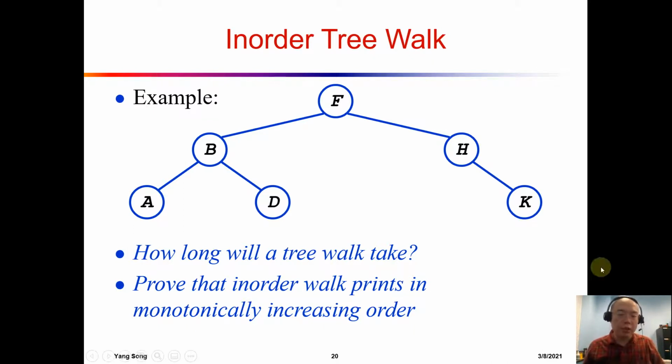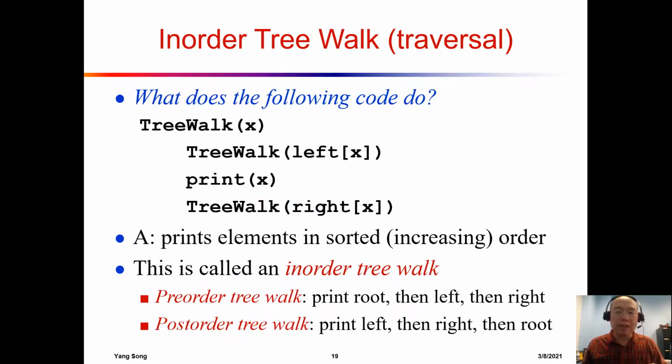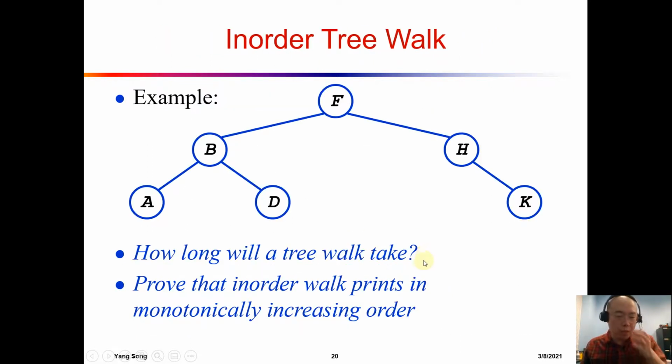So my next question is, how do we prove that the in-order tree walk is guaranteed to print all the values in increasing order? Or how do we prove that when we are doing an in-order tree walk, it's guaranteed to print all the elements in a sorted order? So how do we do that?